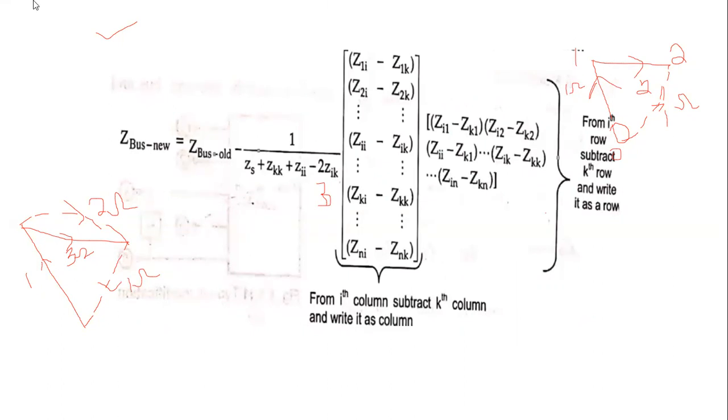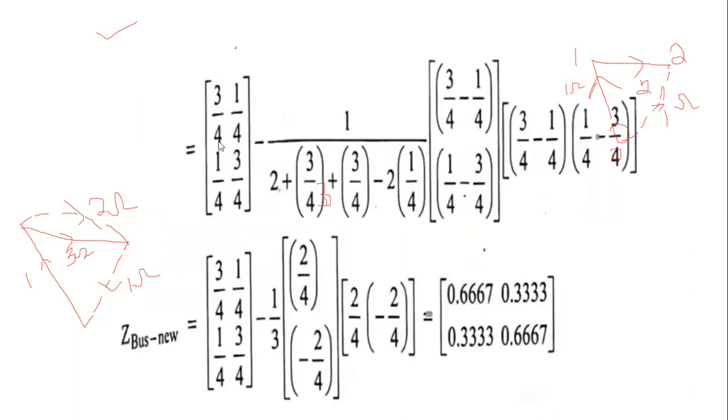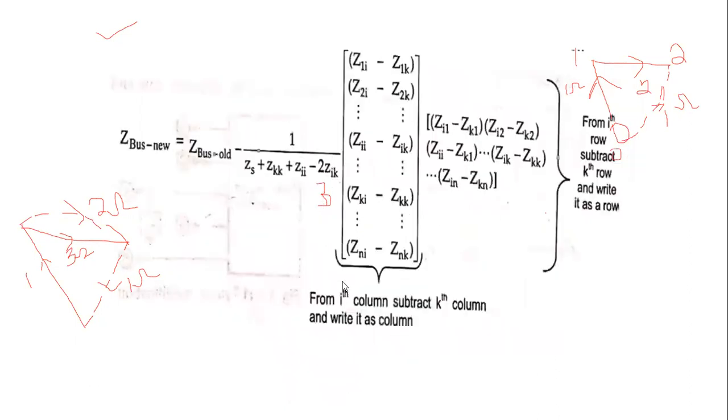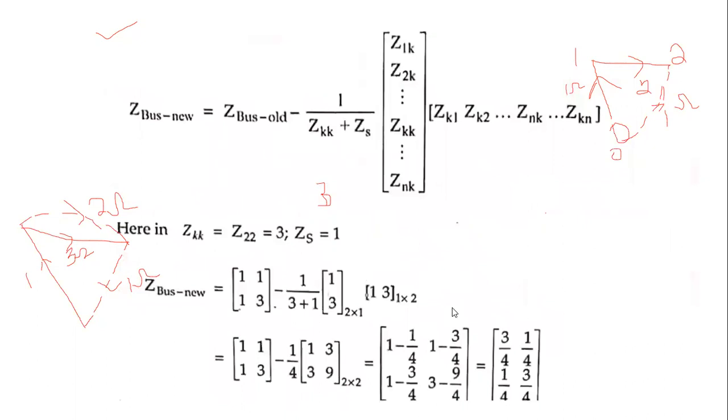From the ith row, subtract k through, and it can be written as follows. Therefore, substitute all the values in that formula. This is the Z bus old matrix, that will be obtained in the last step, that is, after completing the type 3 modification.